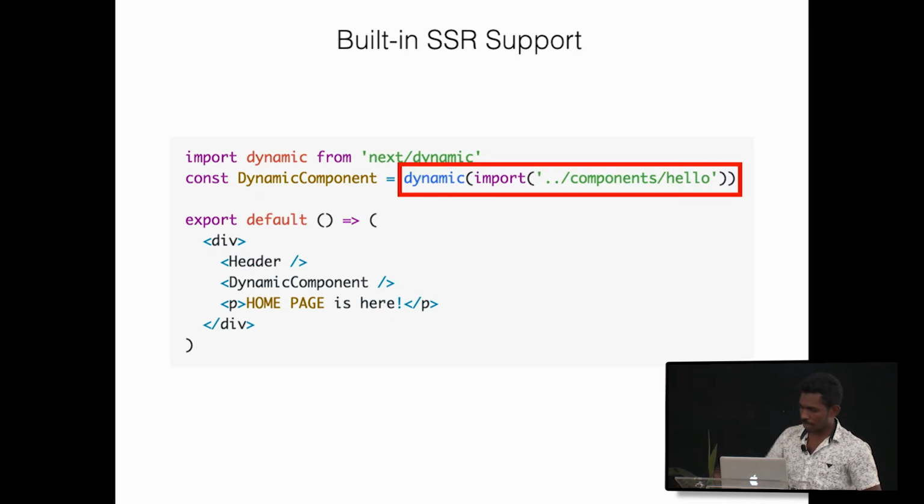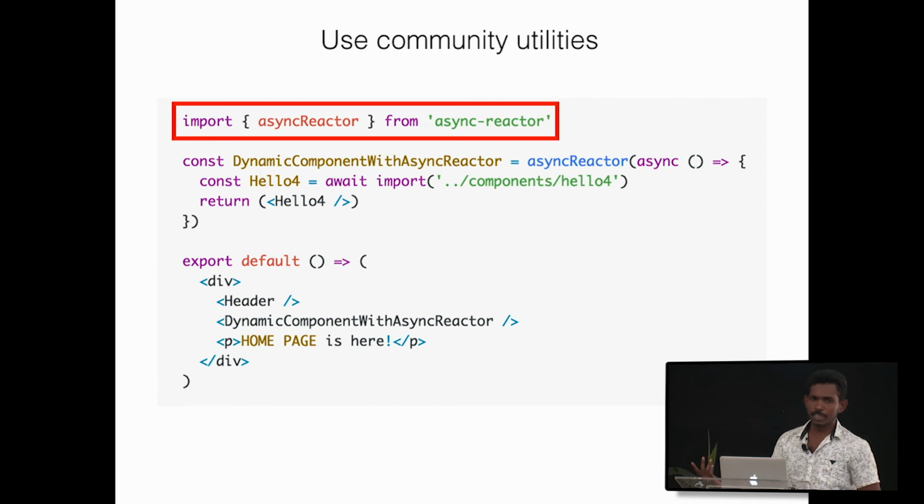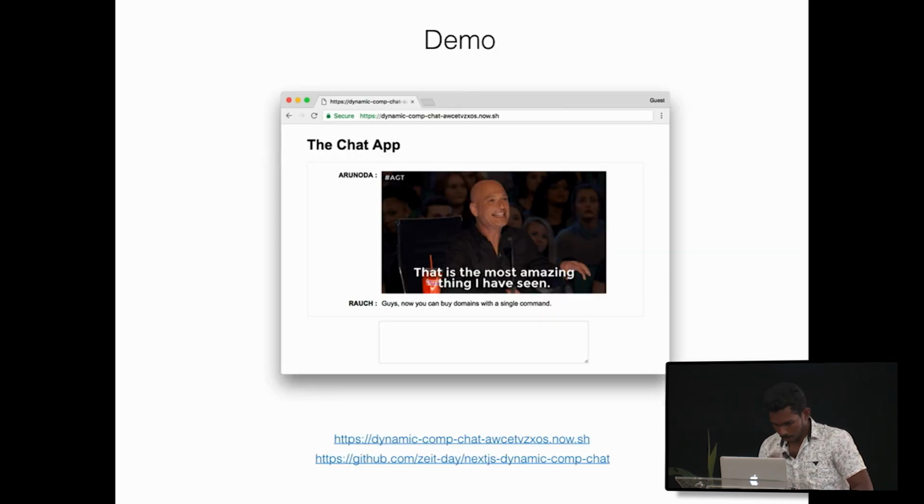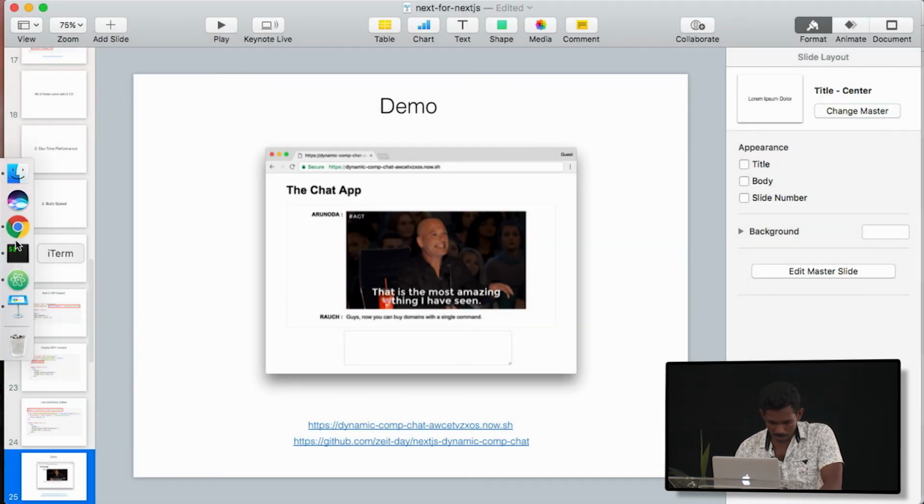Basically, this works with any third party tool that supports dynamic imports. There's a project called Async Reactor. You could use it with Next.js, our dynamic import system. It does work because we try to go with the standards, so we try not to do anything specific to Next.js. So I'll show you a simple demo, right?